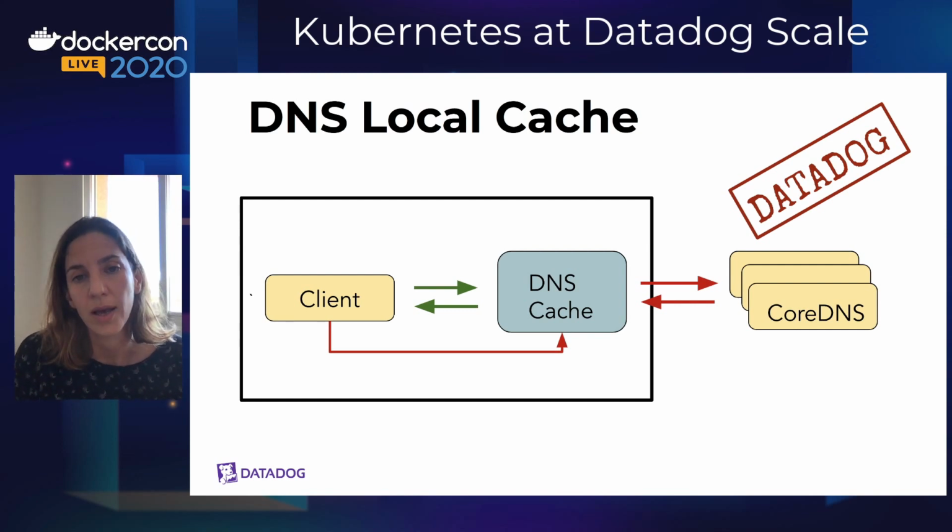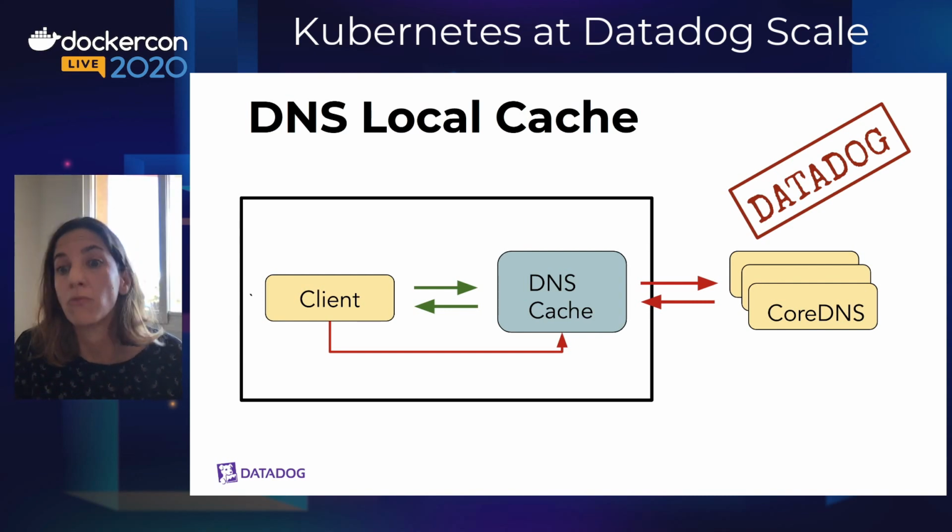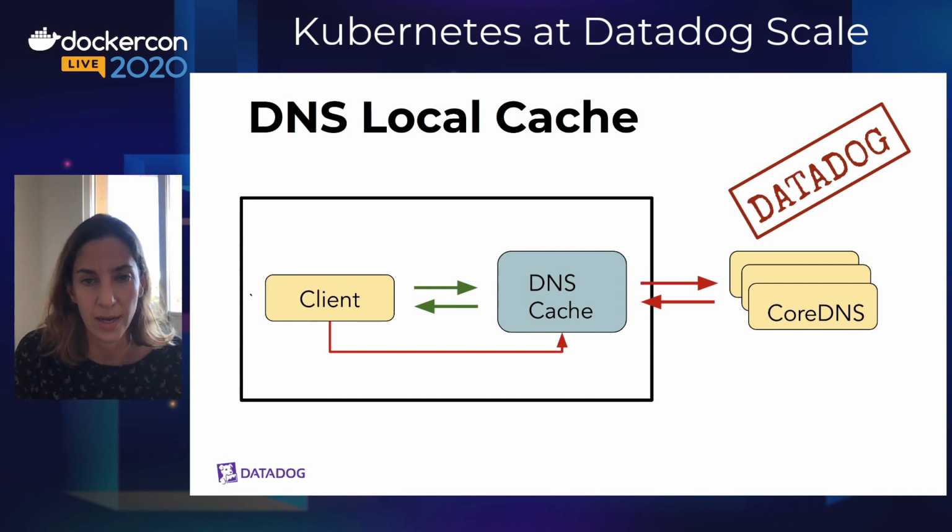But also, it allows dropping, for example, searches that are not related to the cluster. So, for example, if a pod wants to connect to google.com, the cache will definitely drop that one in favor of the cloud DNS resolver, without adding traffic to CoreDNS.